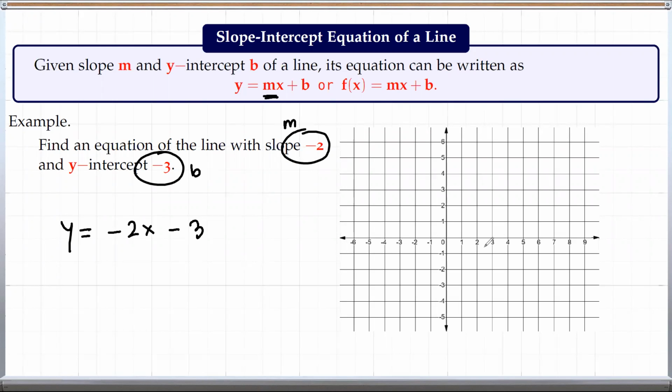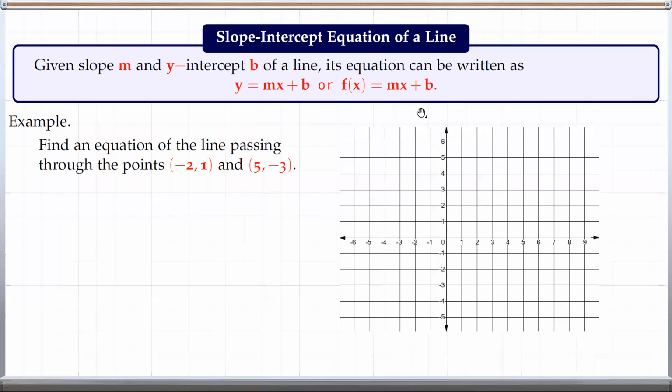Let's try to graph this quickly. So y-intercept is -3. That means the graph must go through this point here. And the slope is -2. That means when you go down by 2 units, you can go to the right by 1 unit. So the graph must go through that point. Since it's -2, we go down by 2 units and then to the right by 1 unit. So that's how we get to this point. So the graph must go through those 2 points. We can draw the graph here. So this is the graph of this particular equation.